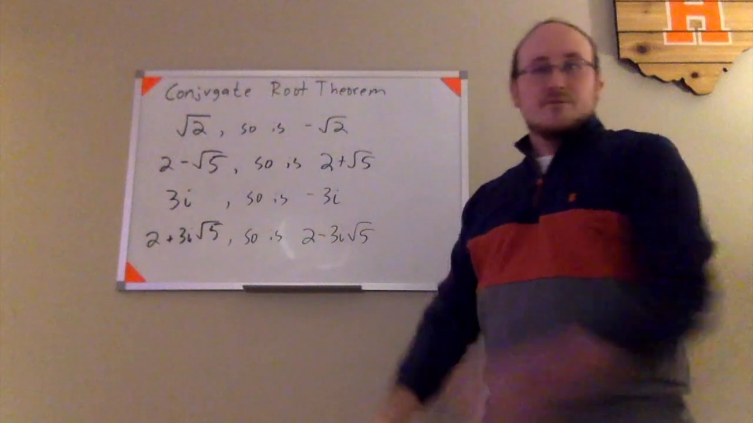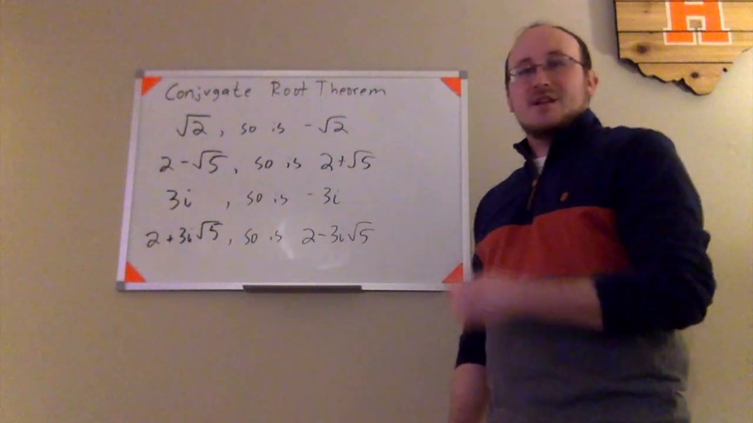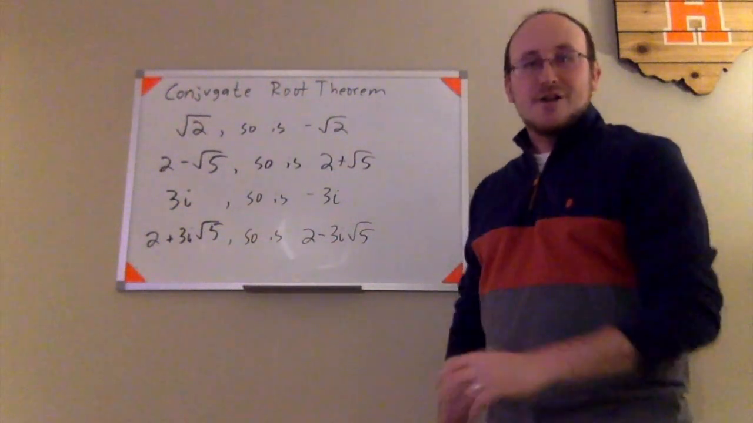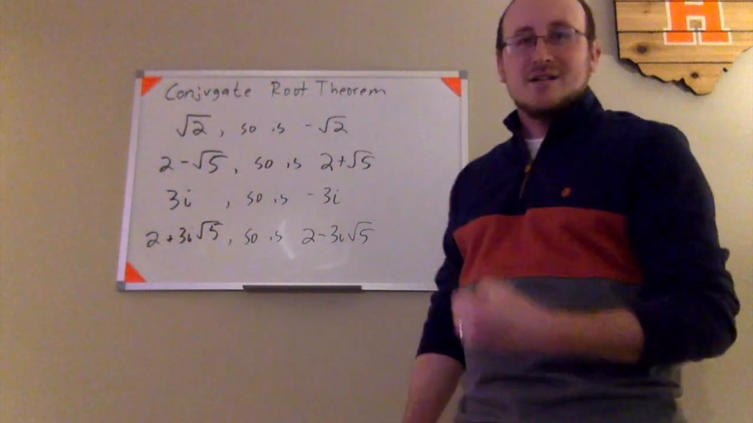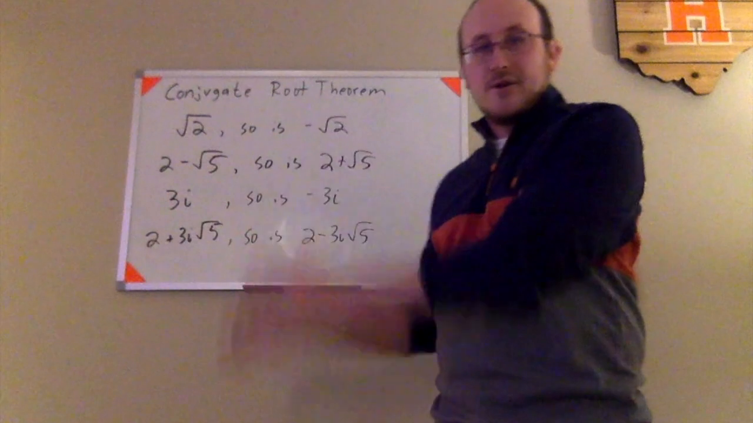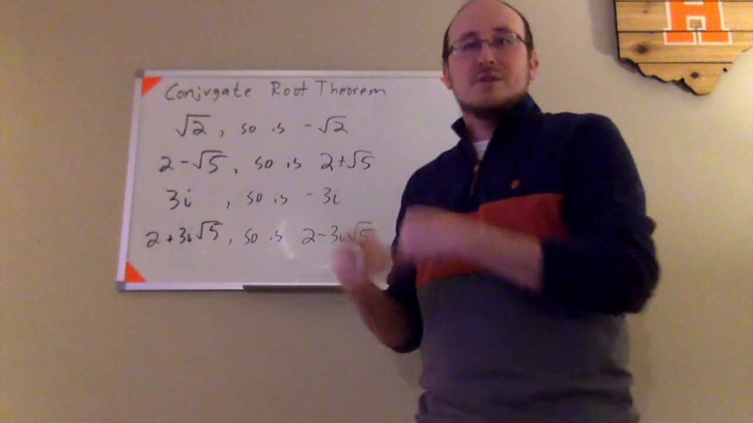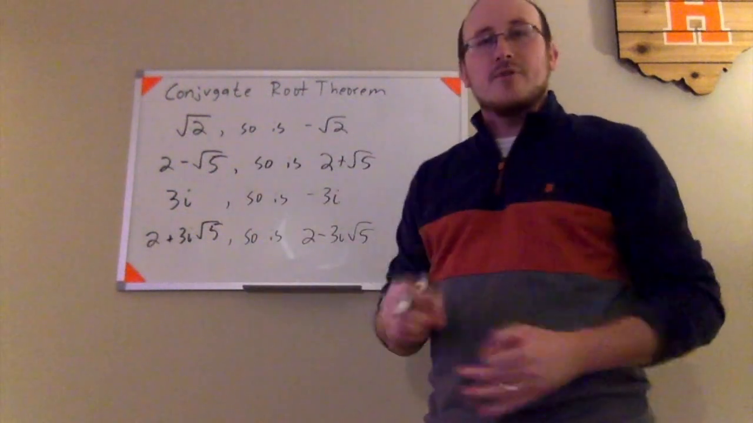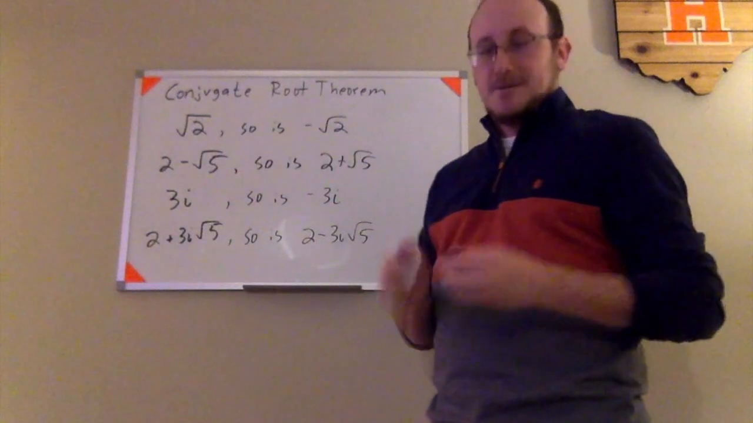Again, the conjugate root theorem says that any root that we have that is irrational or any root that is imaginary must occur in conjugate pairs. So if they tell you one of them is a root, you must have enough insight to know that the other one is also a root of this equation.